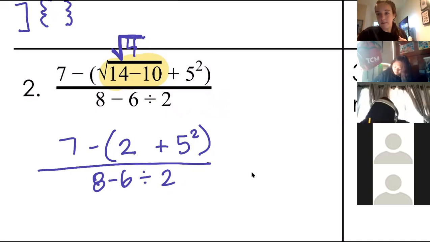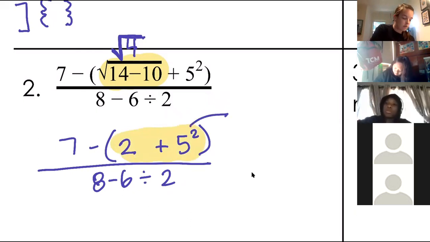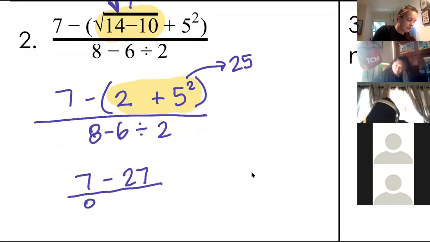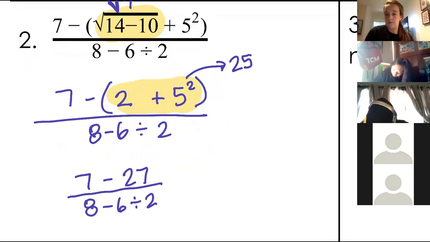Okay, so we got rid of that first grouping symbol. I want to work within my second grouping symbol now, which is my parentheses here. So I have 5 squared. What can I turn 5 squared into? 25. Yep, awesome. So I'd have 2 plus 25. What would that be? 27. Yeah, 27. So 7 minus 27 over 8 minus 6 divided by 2.